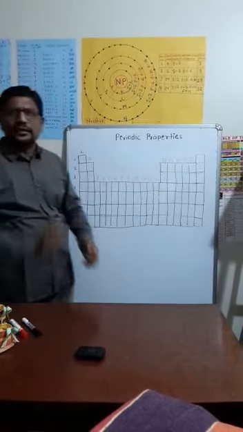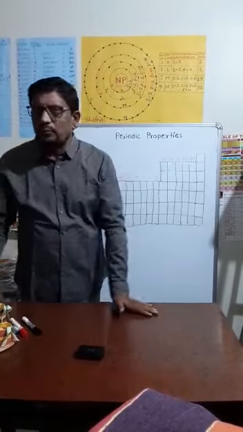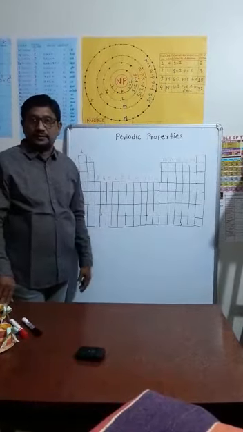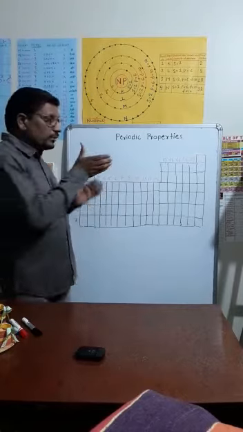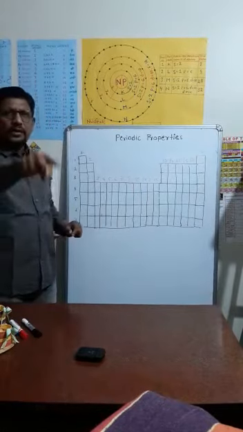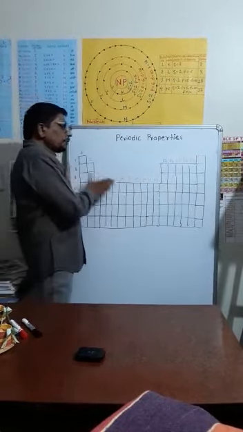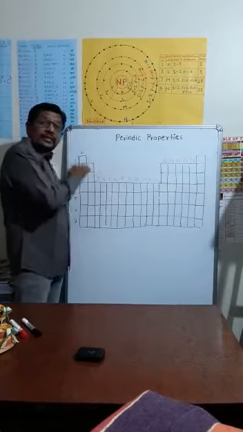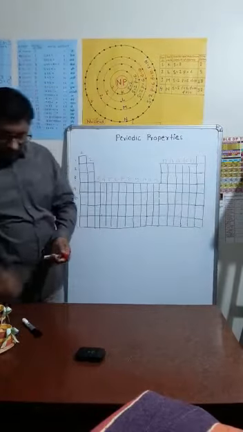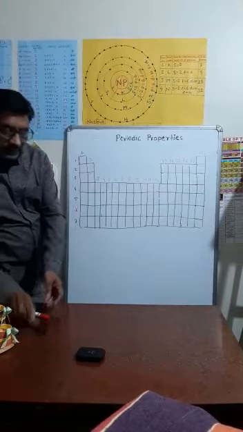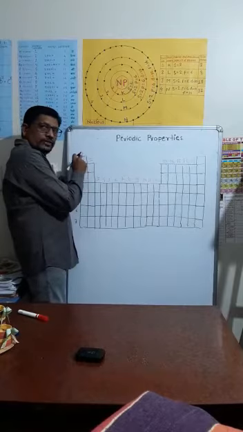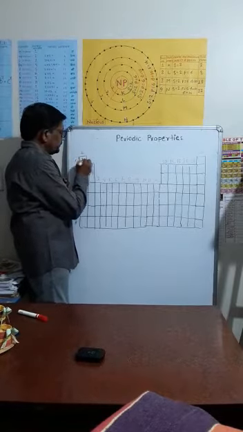But in 1913, a British scientist discovered the atomic number of the elements, and then the atomic weight was replaced by the atomic number. After the discovery of the atomic number, all these elements are placed in the periodic table with increasing atomic number. The first element is hydrogen, placed in the first column in the first period.